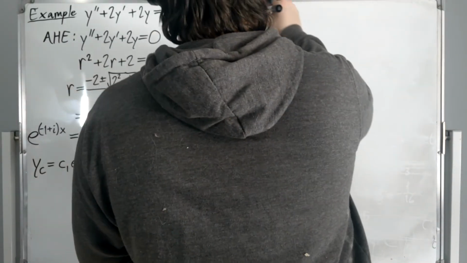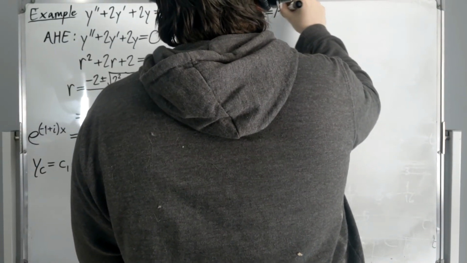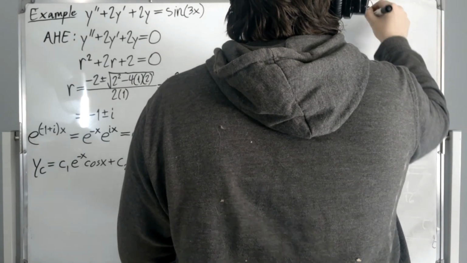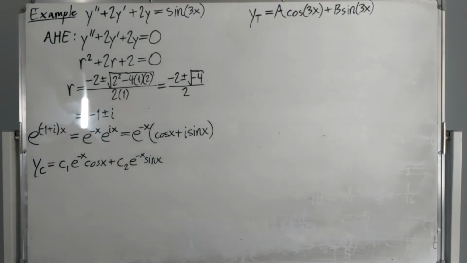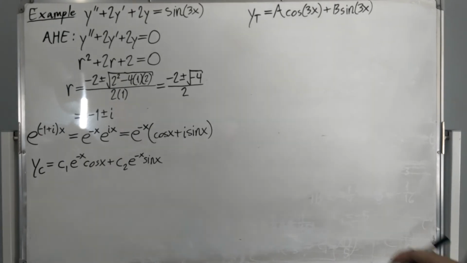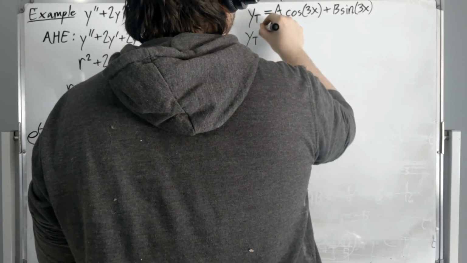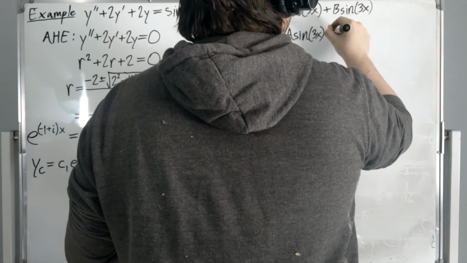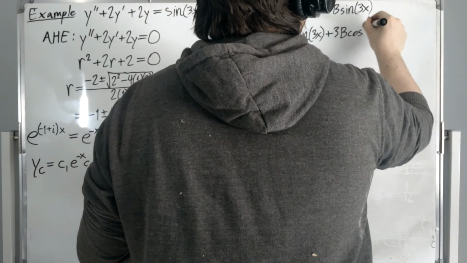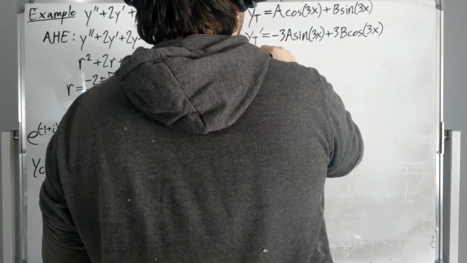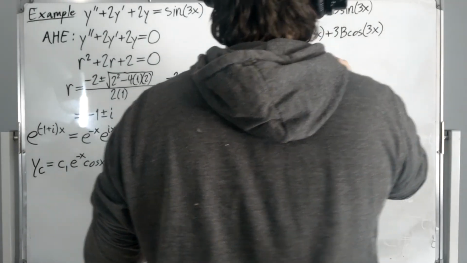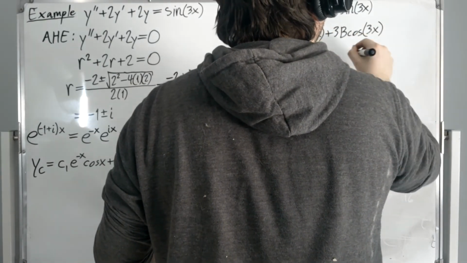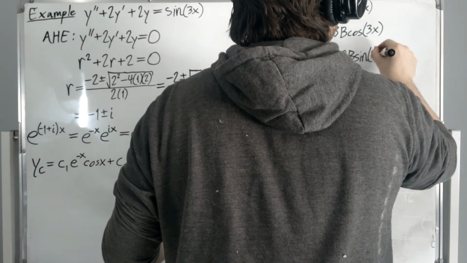Now let's consider the guess. yp is going to be a linear combination of cosine of 3x and sine of 3x. All right, we're going to need a couple of derivatives. So yp' is going to be negative 3a sin 3x plus 3b cos 3x. And y'' is going to be negative 9a cos 3x minus 9b sin 3x.